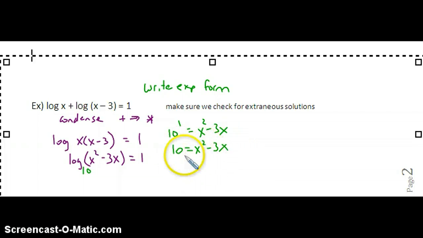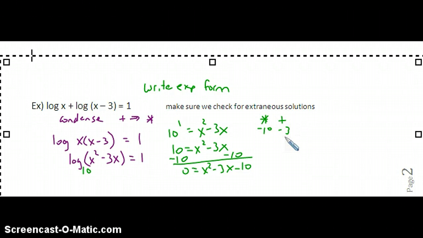Well, if it was equal to 0, I could factor, so that's what I'm going to do. I'm going to subtract 10, and I'm going to get 0 equals x squared minus 3x minus 10. And I have to ask myself what multiplies to be negative 10 and adds to be negative 3. That's going to be a positive 2 and a negative 5. So x plus 2 and x minus 5 will equal 0. So when I set these equal to 0, I end up getting x equals negative 2 and x equals positive 5, when I add the 5 to move it over.